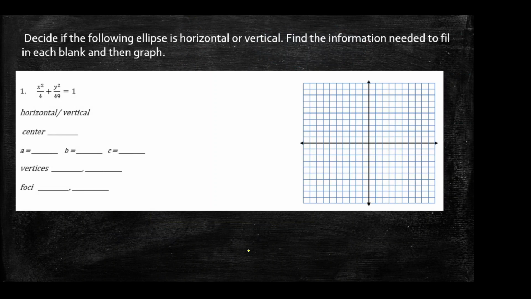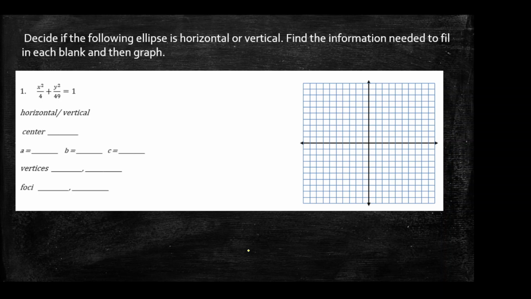All right, let's start off simply. I've given you the equation for an ellipse, and the first question we would want to ask is: is it horizontal or vertical? So let's see. Can somebody try and give me a guess on that one?